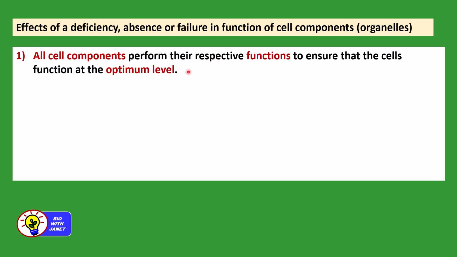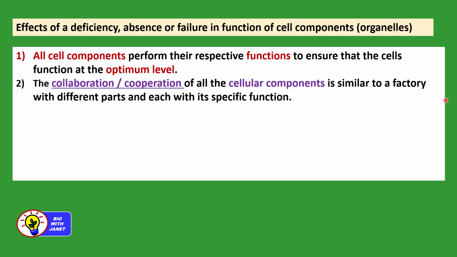So basically, all cell components perform their respective functions to ensure that the cells function at the optimum level. All right, so we can compare the cell to a factory, and the factory contains different parts, which represent the cell components. So all the cellular components perform their respective functions efficiently to ensure that the cells function at the optimum level.